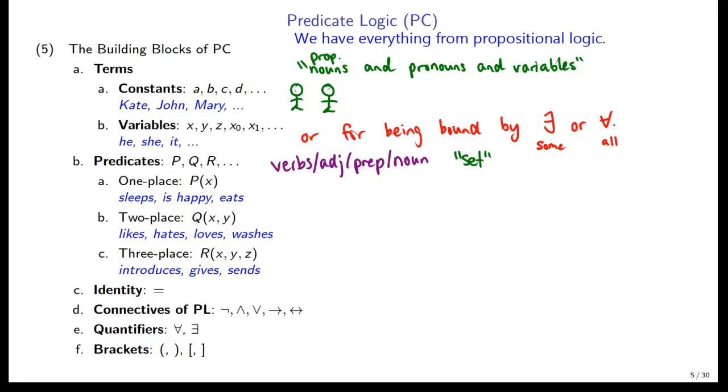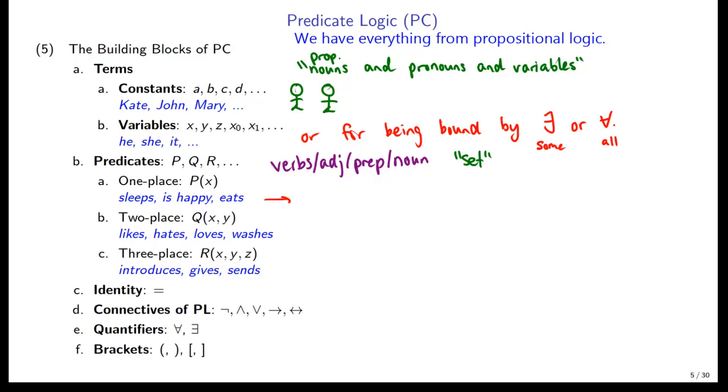So we have things like one-place predicates, our intransitive verbs like sleeps, is happy, eats. You have two-place predicates like likes, hates, loves, washes. Three-place predicates like introduces, gives, sends. We've seen these a few different times. We worked with these last week on Tuesday in relations, and we'll work with these again in predicate logic.